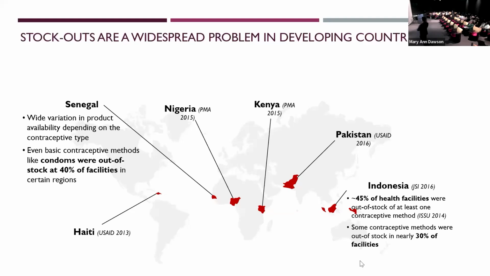So what is surprising is even basic contraceptive methods like condoms, which we typically take for granted, those were out of stock in nearly about 40% of the facilities, okay? So this is the simplest of the contraceptive methods, and those were out of stock in 40% of the facilities. So imagine the more complicated ones, which also require interaction with a healthcare provider, and the problem is even more acute for those types of contraceptive methods.